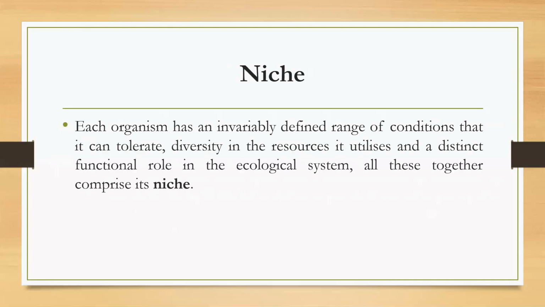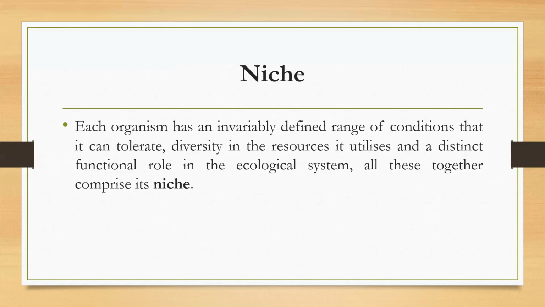So what is meant by niche? Each organism has an invariably defined range of conditions that it can tolerate, diversity in the resources it utilizes, and a distinct functional role in the ecological system. All these together comprise its niche. So each organism has an invariably defined range of conditions.